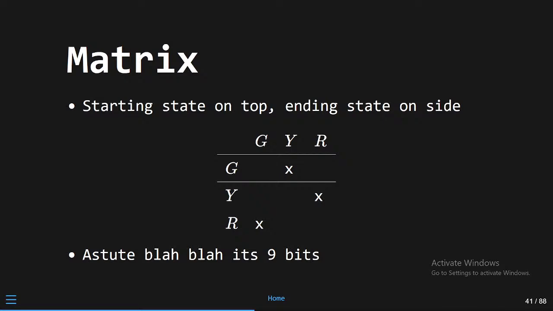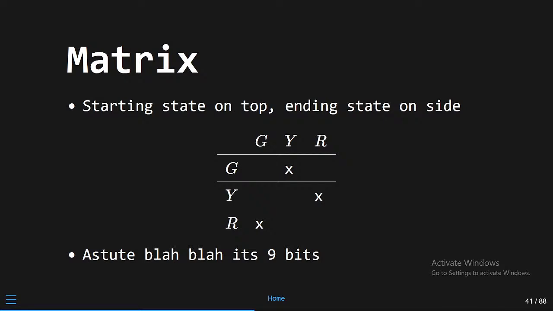So G on the left side precedes yellow on the top. Y on the left side precedes red on the top. Red on the left side precedes green on the top. And so, you can think of this relationship in either direction, right? But in this case, we have the preceding color on the left and the following color on the top. And it's easy to rotate a matrix, right? So that's not a big deal.